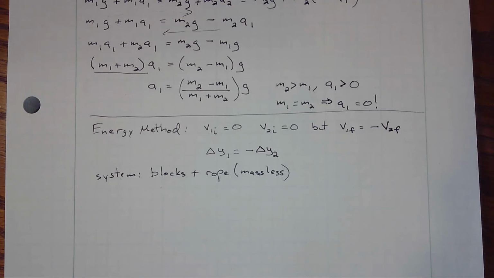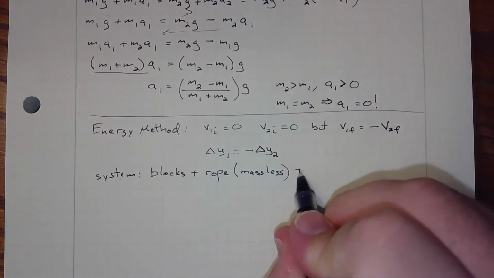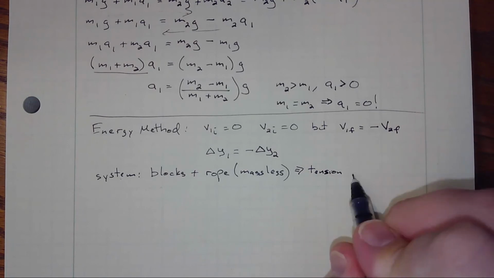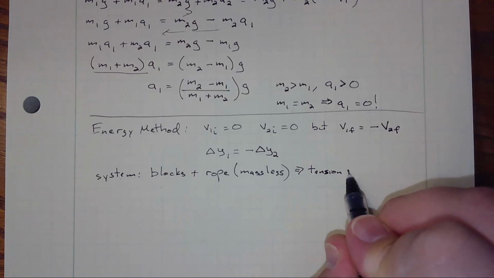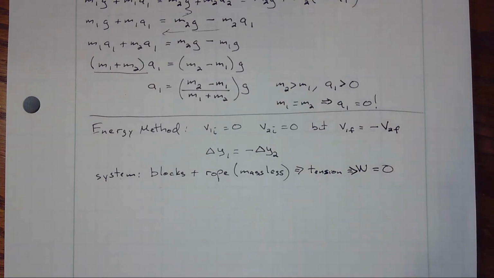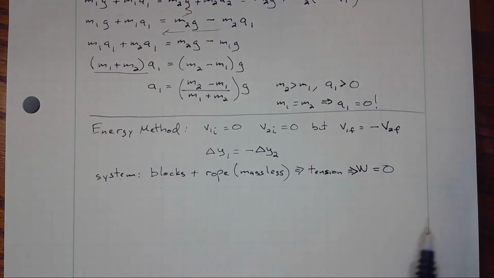So it's not going to contribute to any of the energies, but since it's internal to the system, this means that the tension is not going to do any net work. So its work is going to be equal to 0. In other words, it transfers energy from one block to the other, but it doesn't actually do any net amount of work. So we only have the kinetic and potential energies of these two blocks to worry about.